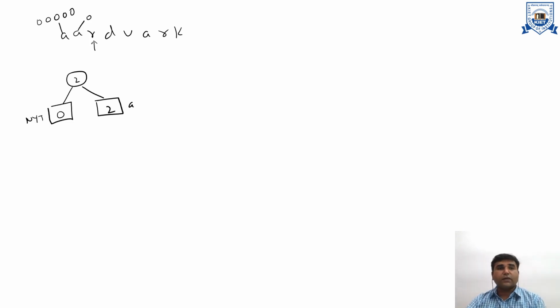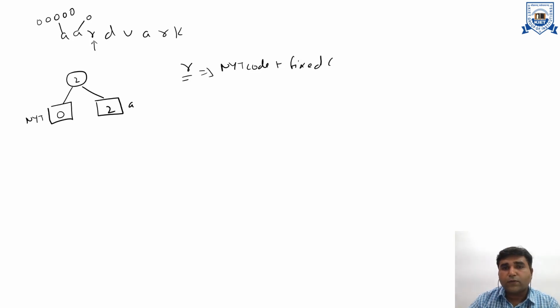Now we have to work on this symbol R. So this symbol R is encountered the first time. So what we have to do for particular R, we have to find out the code, and that code is the combination of NYT code plus fixed code. Now what is the NYT code? NYT code is the code by traversing from root to NYT node. If we traverse from root to NYT node, we get only 0. So the NYT code is 0.